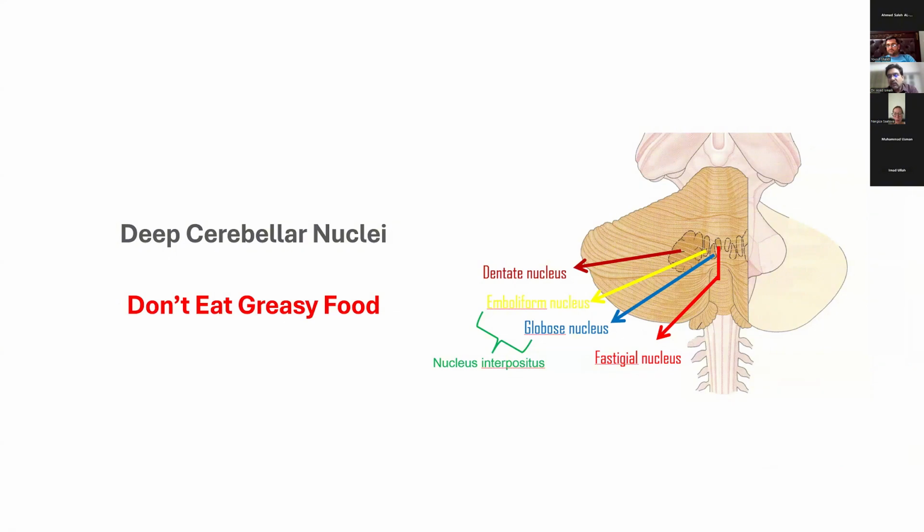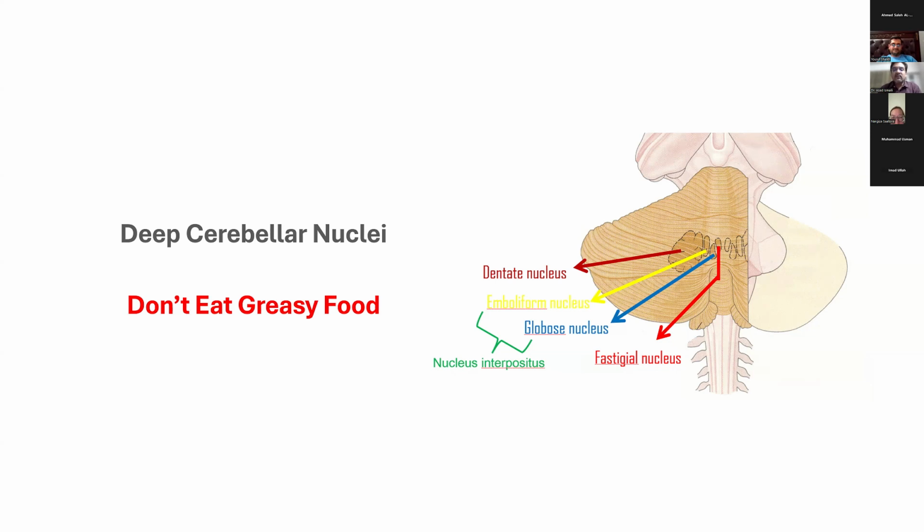Now we all know about this mnemonic in order to memorize the deep cerebellar nuclei. So, don't eat greasy food. It's a life hack as well. Everyone has to follow this, but you have to remember the deep nuclei of the cerebellum by remembering this mnemonic, as we have already gone through it in our previous years.